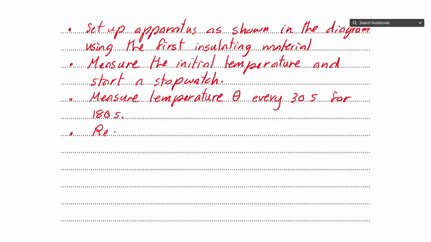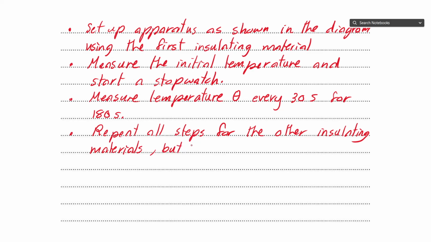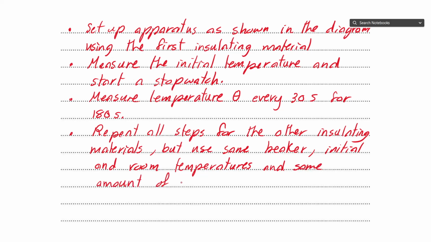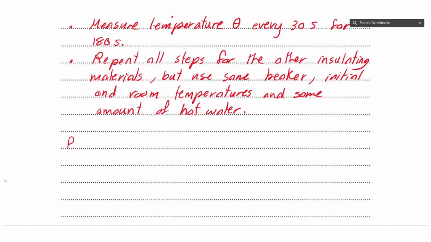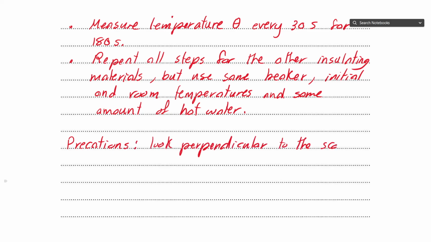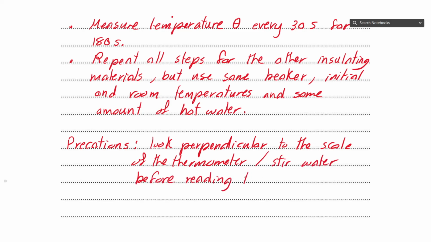So we say repeat all steps for the other insulating materials, but we mention some controlled variables. Use the same beaker, initial and room temperatures, and the same amount of hot water in the beaker. We didn't mention any precautions, so we can mention them separately. Precautions: look perpendicular to the scale of the thermometer, or stir before reading. Stir water before reading temperature to make sure that the whole liquid is at the same temperature.